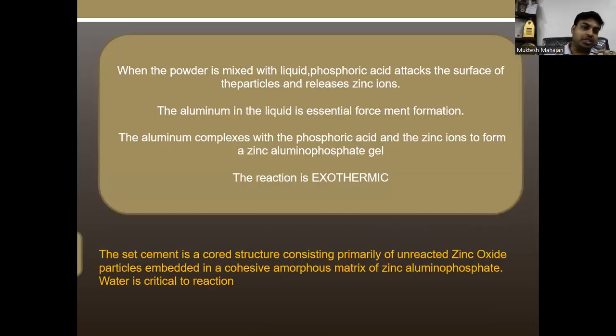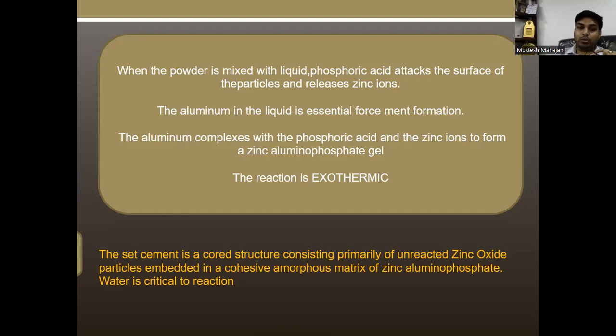The setting reaction: when the powder is mixed with the liquid, phosphoric acid attacks the surface of the particle and releases the zinc ions. Aluminum in the liquid is essential to form a gel. The aluminum complexes with the phosphoric acid and the zinc ions to form a zinc aluminum phosphate gel. This reaction gives off heat. That is why it is also an exothermic reaction.